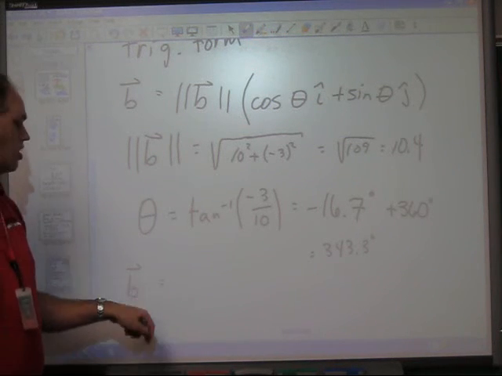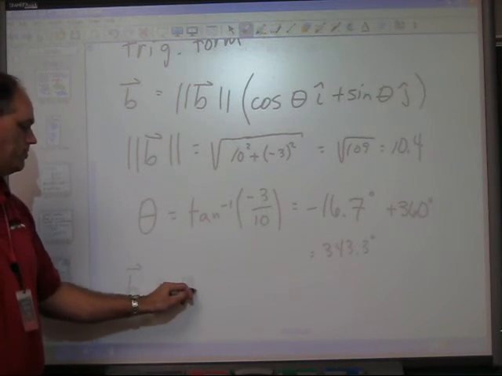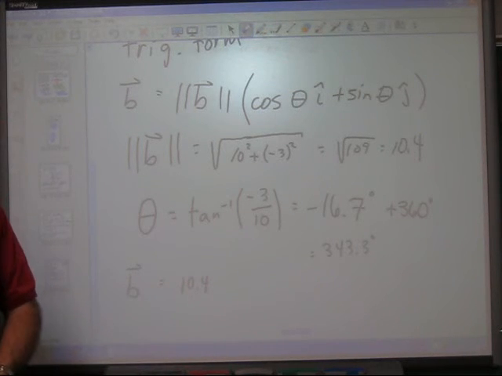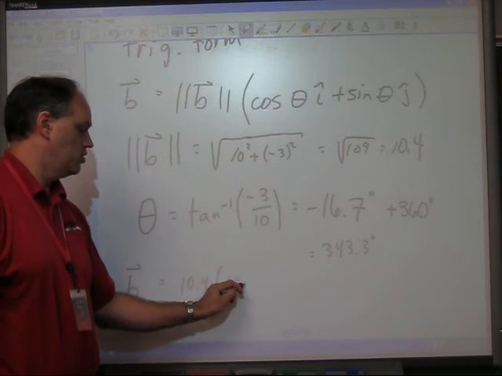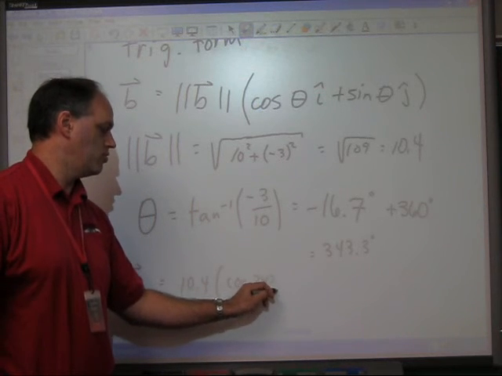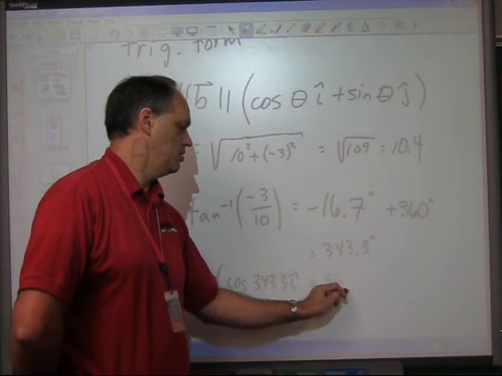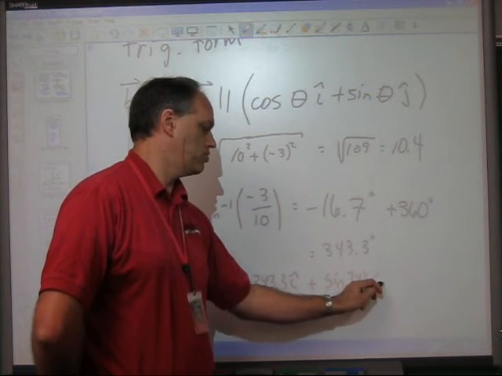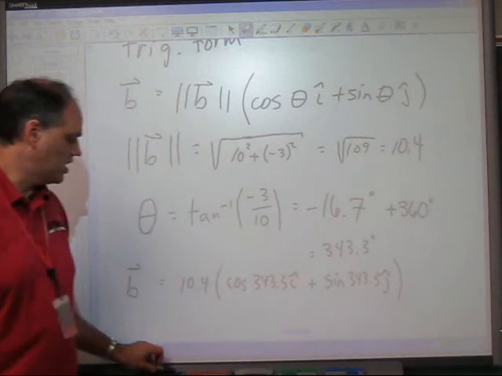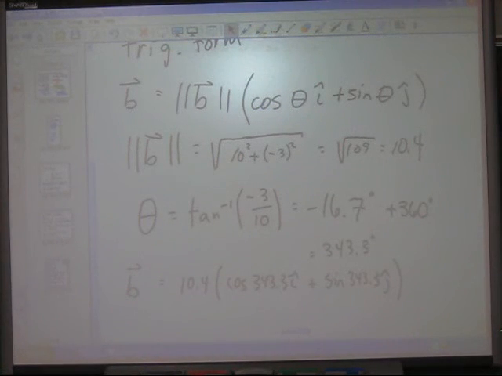So vector b is equal to 10.4, or more exactly the square root of 109, times the cosine of 343.3 i hat plus the sine of 343.3 j hat. And that's another way in the trig form to represent that vector b. That's all you have to write at this point. They each have their advantages and disadvantages. Depends on what you know already. Is there i hat and j hat in the calculator? No.